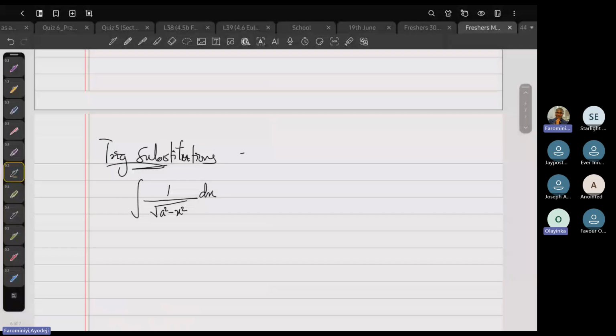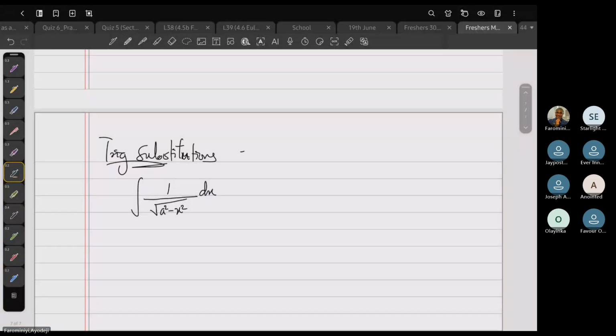All right, sir. So when you have 1 over the square root of a squared minus x squared, let me throw it open again. What is the integral of 1 over the square root of 1 minus x squared? What is this?